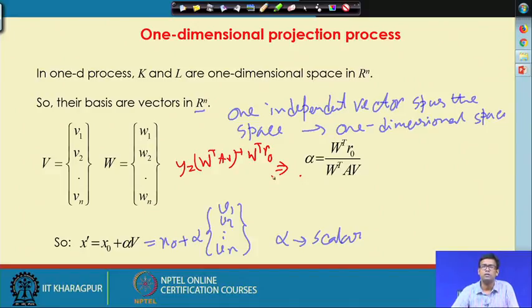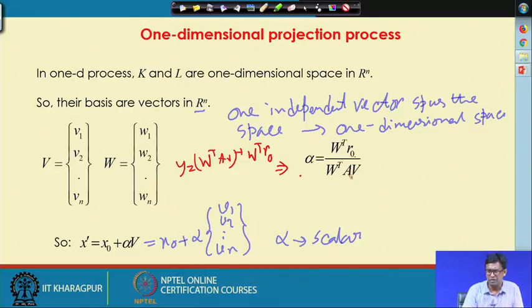Now, what is R 0? R 0 is a single vector, a column vector. What is W transpose? W transpose will now be a row vector, so W transpose R 0 will again be a scalar, right. This will have dimensions 1 into n, and this is n into 1. So, this will be a scalar.